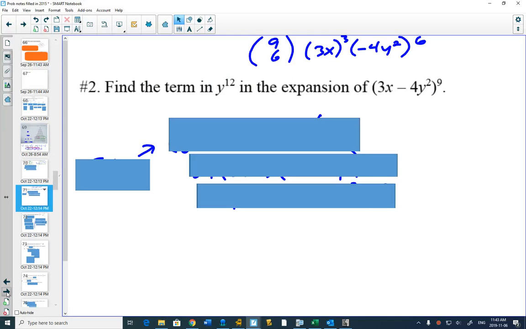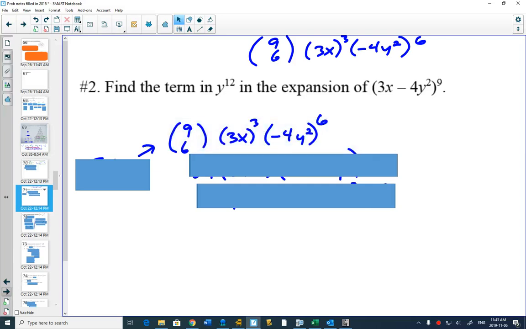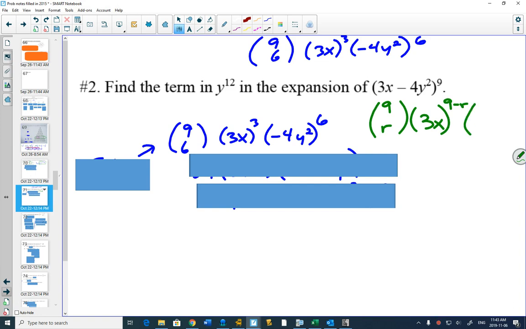Find the term in y to the 12 in the expansion of this. So, probably before this, I would write out my formula. I don't know which term it is, so I wouldn't know what r is. And I'll write this off to the side here. Your formula would say you have 9 choose r, 3x to the 9 minus r, and negative 4y squared to the r. Then analyze, and if you'd like to, you can even write this as term r plus 1.